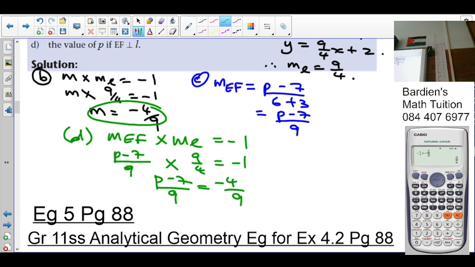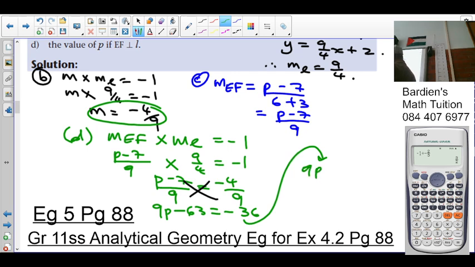So what do we do now? We will cross multiply. So that's going to be 9P minus 63 is equal to negative 36. Or you could have seen from here already, the denominators are the same anyway. So it's going to be 9P is equal to negative 36 plus 63, which gives us 27. Divided by 9 is?